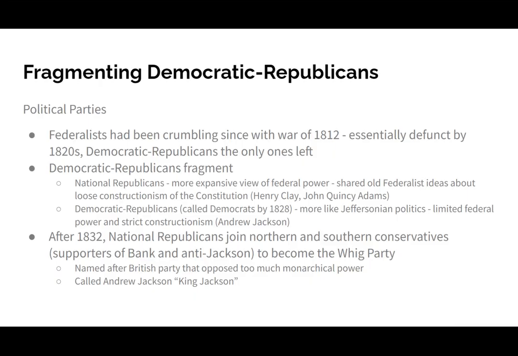After 1832, the National Republicans join with Northern and Southern conservatives, people who are supporters of the National Bank and anti-Jackson, to become the Whig Party. That party is named after the British party that opposed too much power in the monarchy. And this is partially because Andrew Jackson believed very strongly in a strong executive branch. Even if he called for states' rights, he personally believed in a strong executive branch, a strong president. So they started calling Andrew Jackson King Jackson.